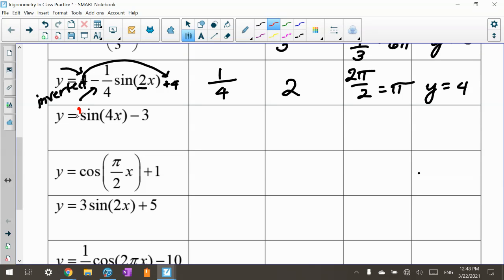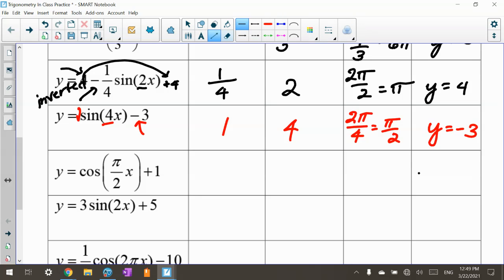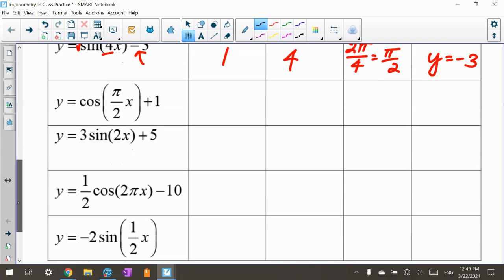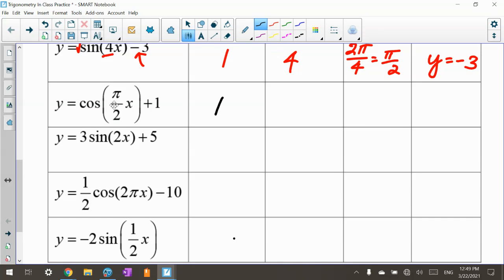This one right here, my amplitude is 1. My frequency is 4. My period is 2 pi over 4, or pi over 2. And I have a -3 here, so y equals -3 is my midline, the middle part of my graph. This one, cosine, my amplitude is 1. My frequency is pi over 2. My period is 2 pi over pi over 2, or 4, because you're saying 2 pi times 2 over pi, and the pi's cancel out, and my midline is y equals 1.